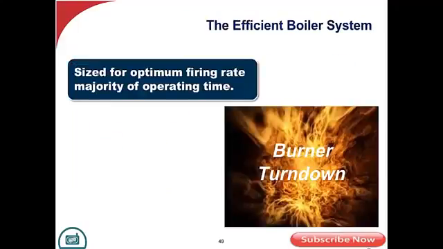And of course, size for the optimum firing rate. We want that boiler to hang at its optimum. Some boilers might be 60% firing rate, some might be 80, 90% firing rate. Your sales engineer, the boiler manufacturer should know what that is. And of course, combine that with turndown so that when we begin to slip off load, we can still keep that boiler on and firing.